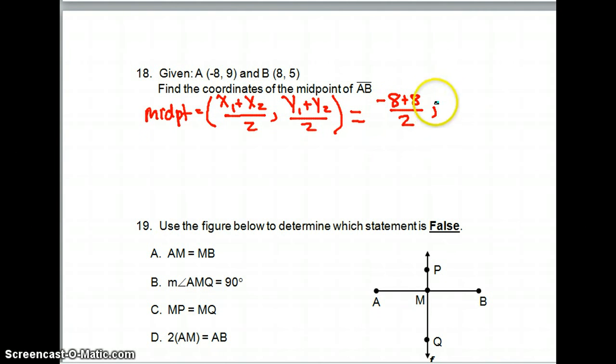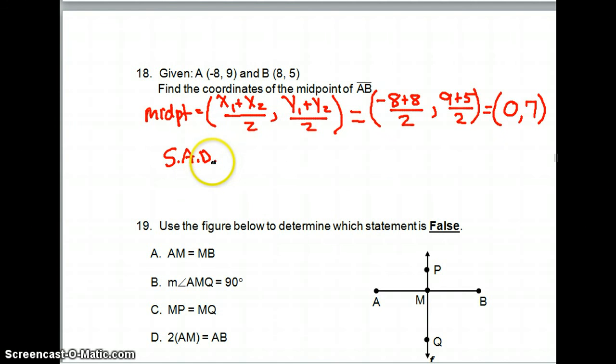And 9 plus 5 over 2. And simplify that. Negative 8 plus 8 is 0, divided by 2 is 0. 9 plus 5 is 14, divided by 2 is 7. So your answer is 0, 7. You can also use stack, add, divide if you remember it that way better.